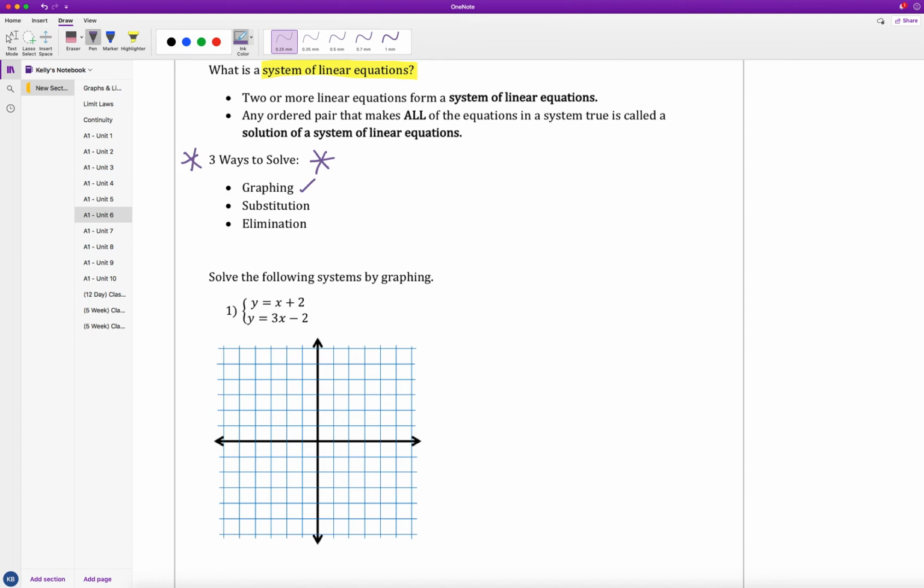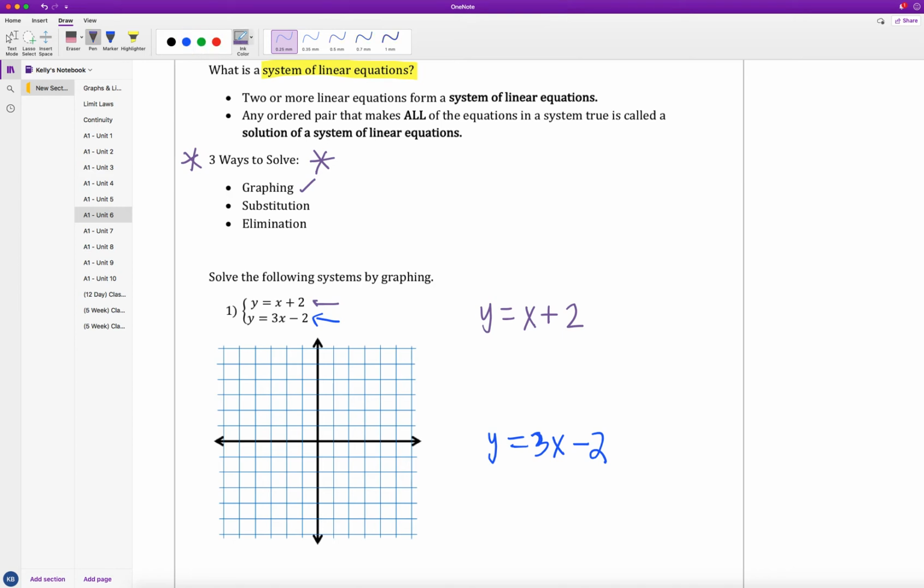The first one is y equals x plus 2. So y equals x plus 2 is our first equation in our system. And the second equation we're looking at is y equals 3x minus 2. Together, both of those equations form our system.